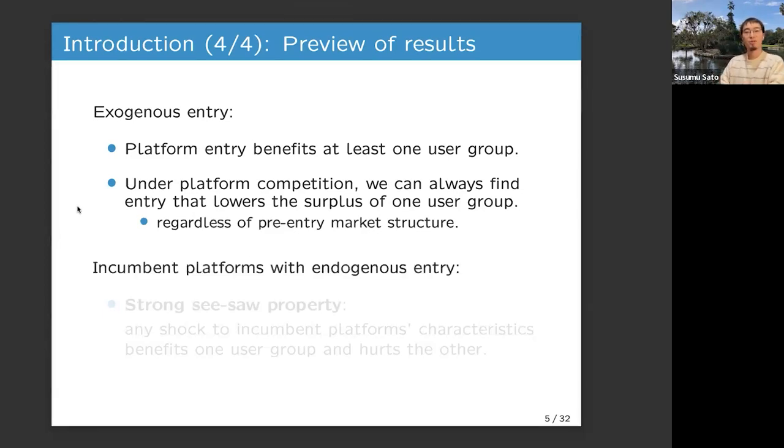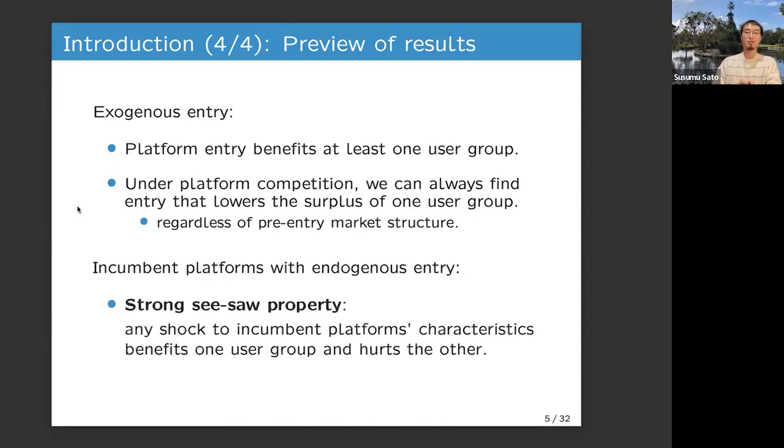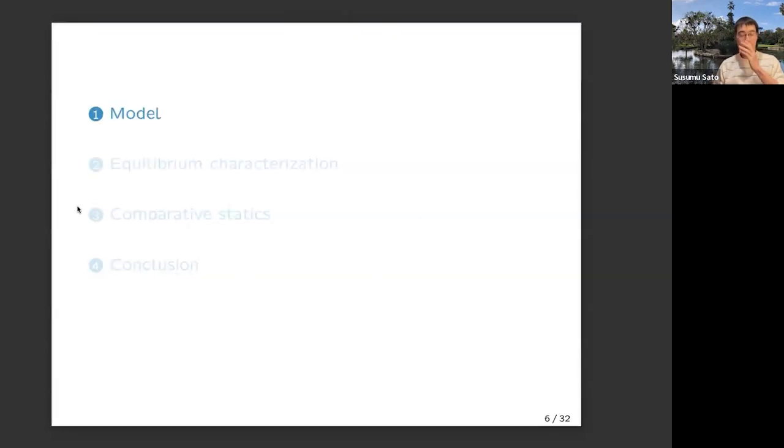And in the analysis of incumbent platforms with endogenous entry, we found a somewhat strong result, which we call the strong seesaw property, stating that any shock to incumbent platforms' characteristics benefits one user group but hurts the other. So this suggests a trade-off between the surplus of two user groups under the entry of new platforms, posing a tension to our regulators regulating incumbent platforms. So from now on, I introduce a model and equilibrium characterization to show how we get these results.